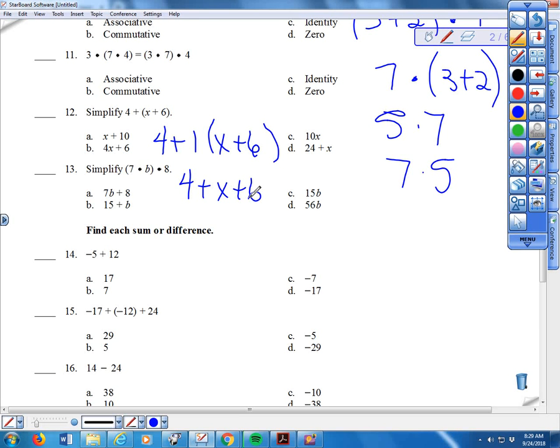And after you do that, all you have to do is combine like terms. 4 and 6 are like. X doesn't have anything to combine with. So it's just x plus 10, which is letter A. This was associative. Okay? That makes sense.